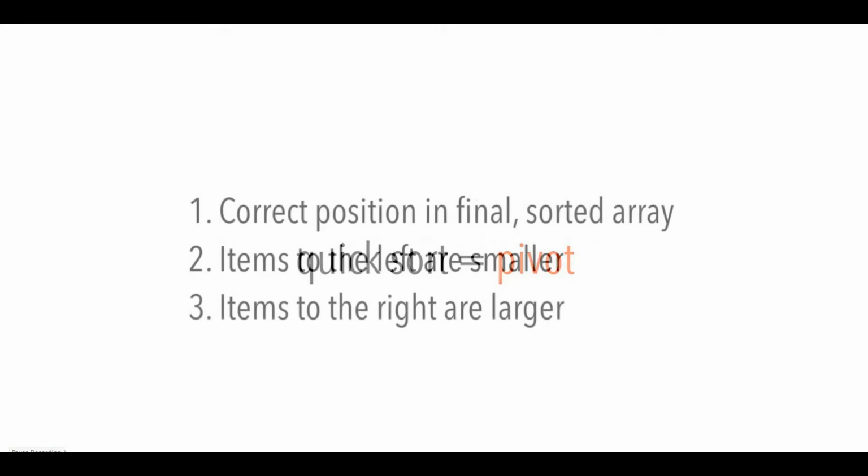Quicksort is a recursive algorithm. However, when you think of quicksort, I want you to think of the word pivot. A pivot is simply one of the items in the array that meets the following three conditions after we've sorted it. First, the pivot is in its correct position in the final sorted array. This means that all items to the left are smaller and all items to the right are larger.